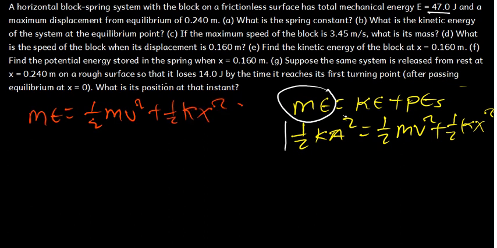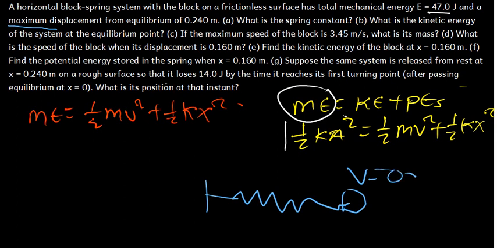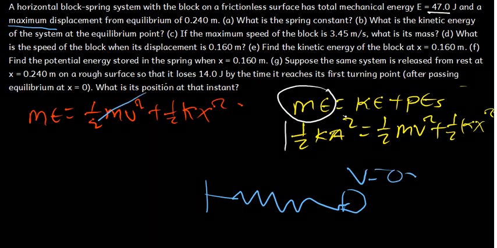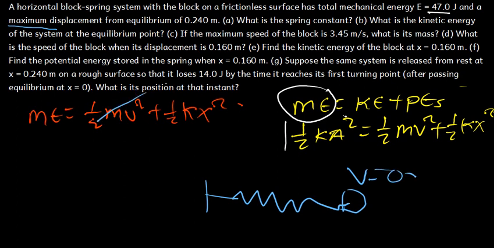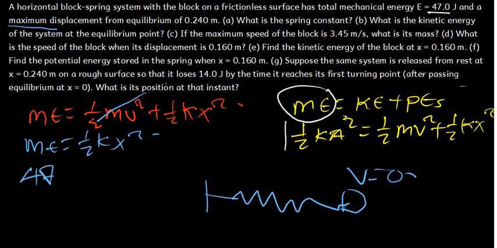Now remember, the question is asking us to find this when it was passing at the maximum position. At the maximum position the velocity is zero. If this is my spring, the moment I reach the maximum position the velocity is always zero. So if the velocity is zero, this part here is going to be zero, meaning my mechanical energy is going to be equal to this. So I can plug in the value for mechanical energy as 47.